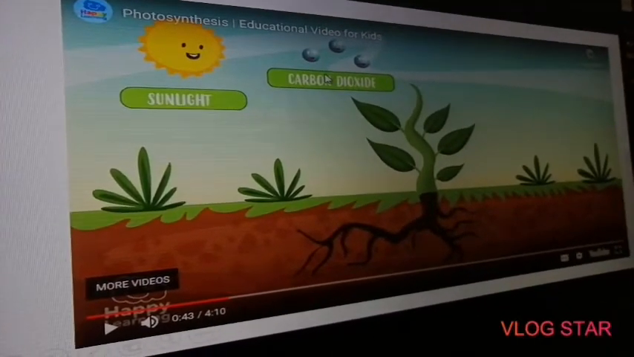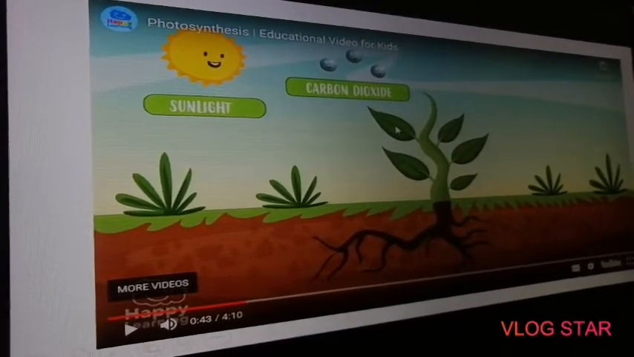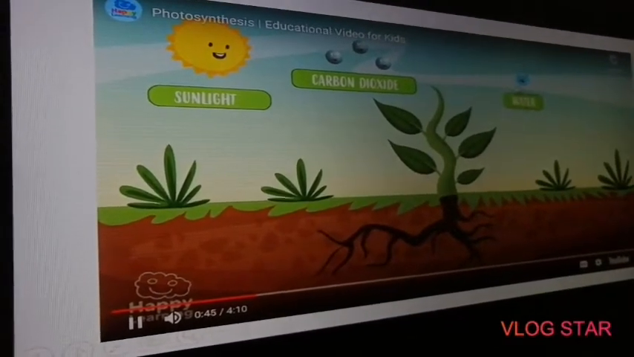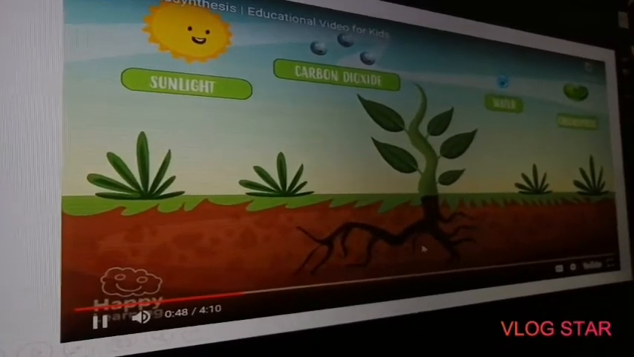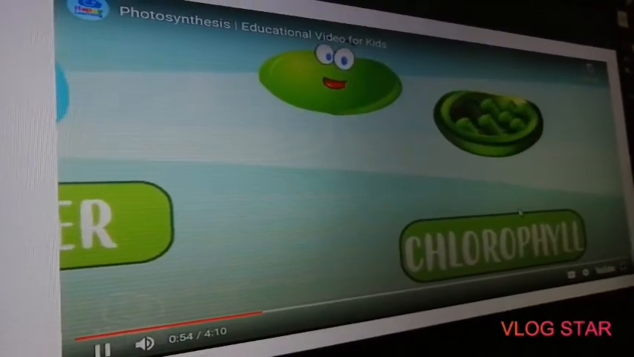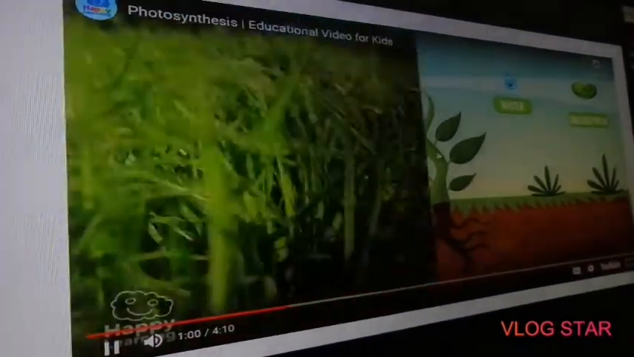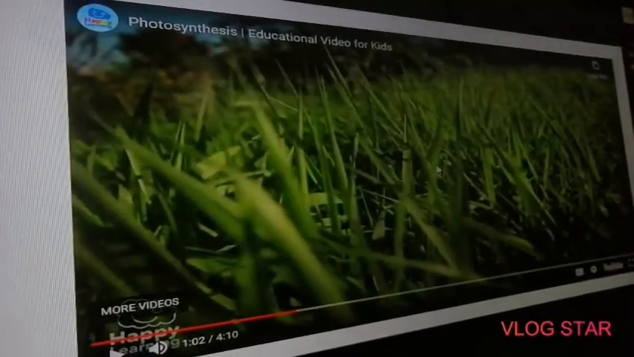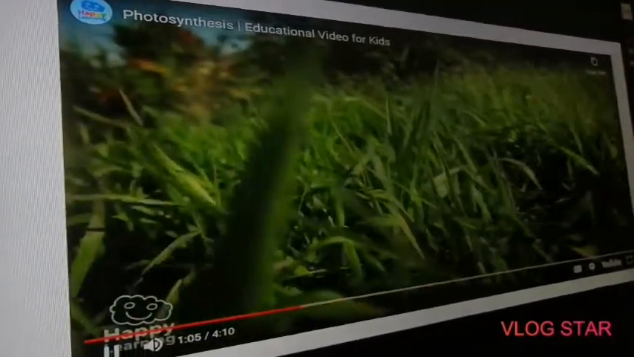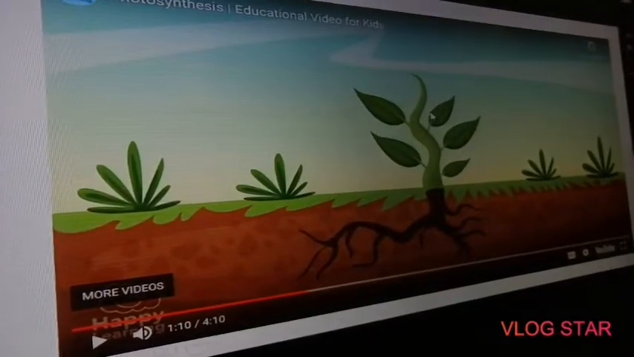Then we have carbon dioxide which is mixed in the air. So plants take the carbon dioxide which is present in the air for photosynthesis. Then the plants need water. Now the minerals are dissolved in the water. Then this green color pigment which is known as chlorophyll is very important for the plant to make food. It is green in color and it is present in the plants.